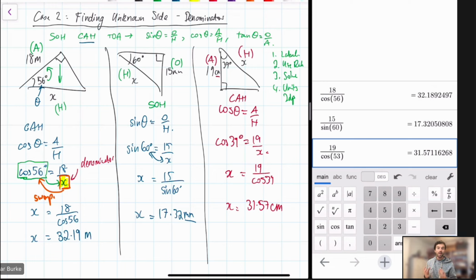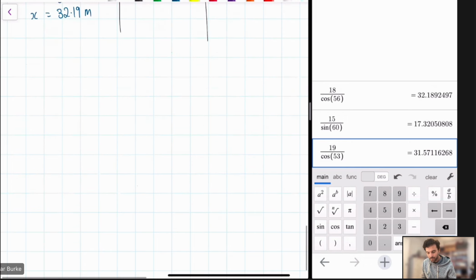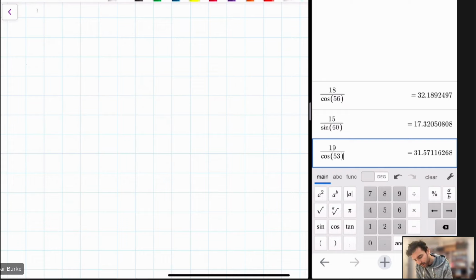So there we go. We've looked at case 2. Now we're going to move on and look at case 3. This is finding unknown angles. So, case 3.